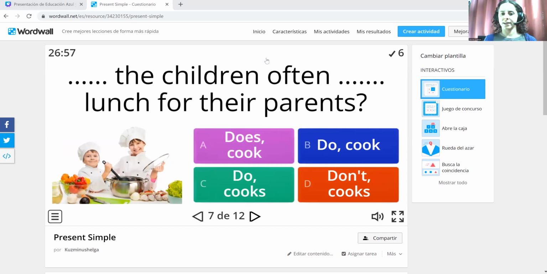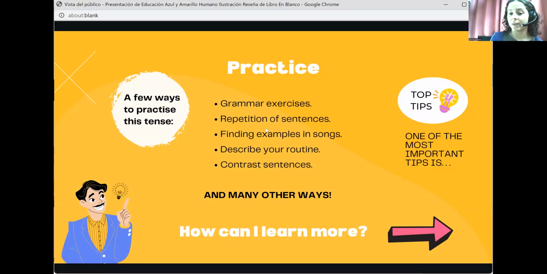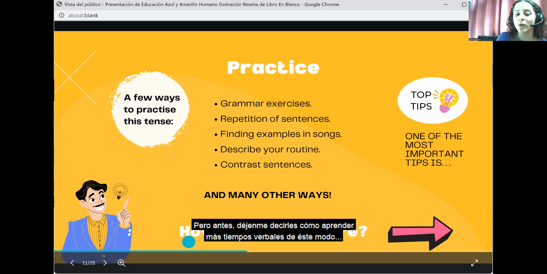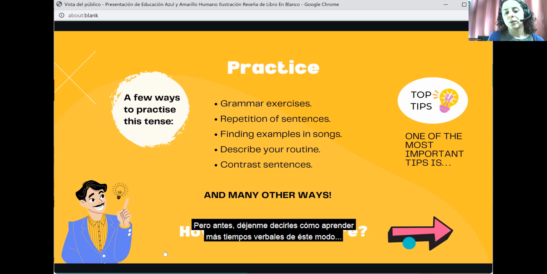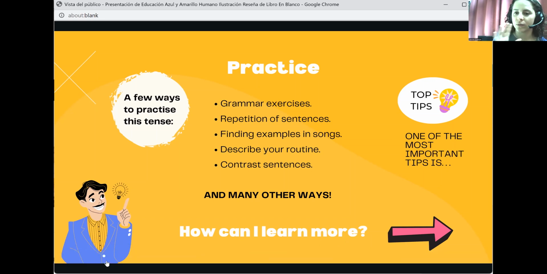Great. Let's go back. So let's see. All these tips that I have given you, actually, there is one more. One very important tip that I will give you. But first, let me tell you how you can learn more about more verb tenses in this same way. Well, today we did it very quickly, but you can repeat the lesson. This lesson is for you. It's for free. You can download it.